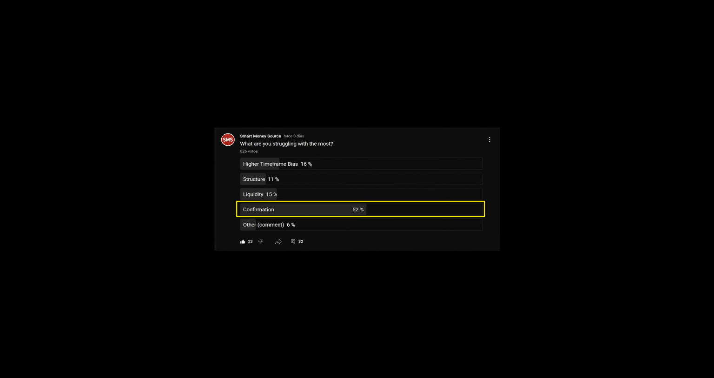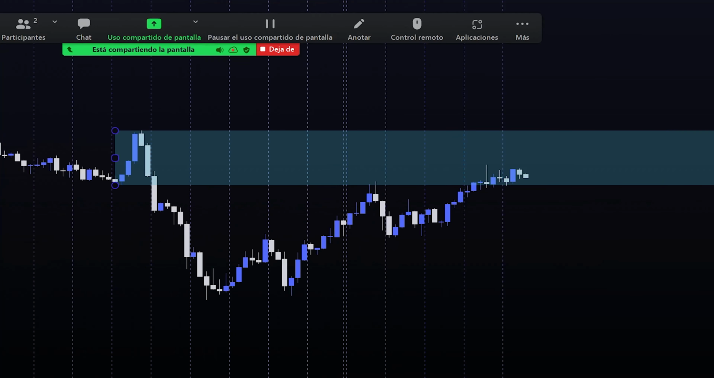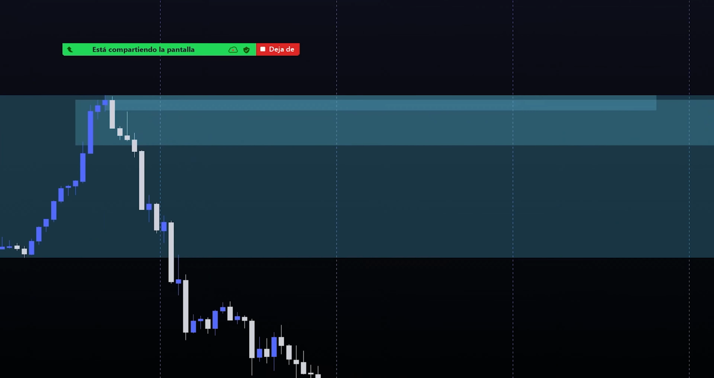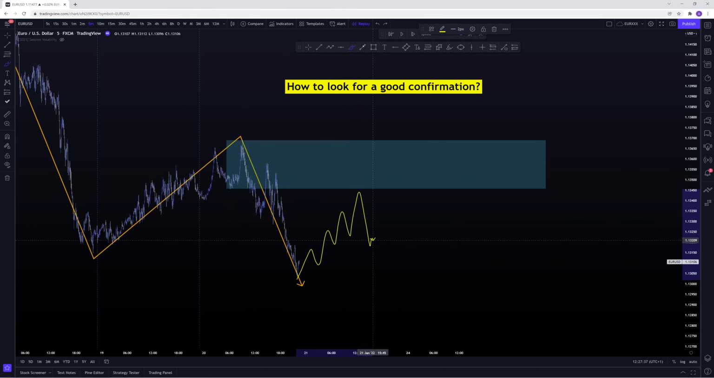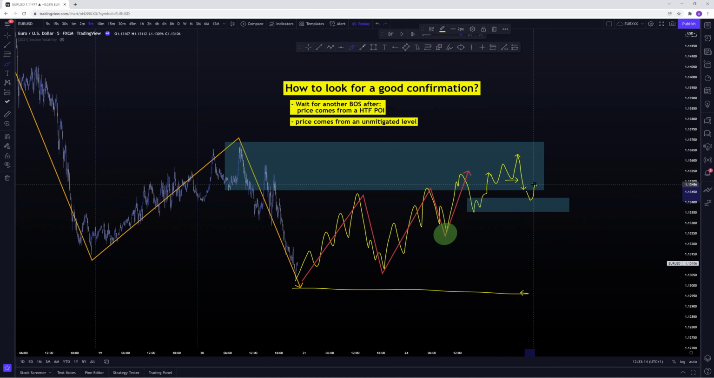I asked you what you're starting with the most, and this was the answer. So I'm going to show you how I look for confirmations without falling into a false idea of having to refine a level over and over again. The problem is when we have multiple different time frame structures and we mix them without exactly knowing when price is actually ready to reverse or continue the trend.